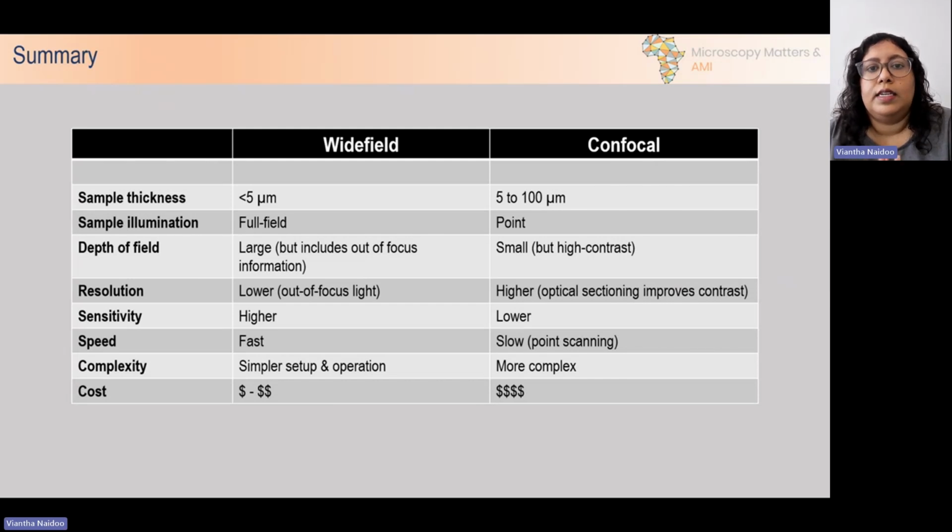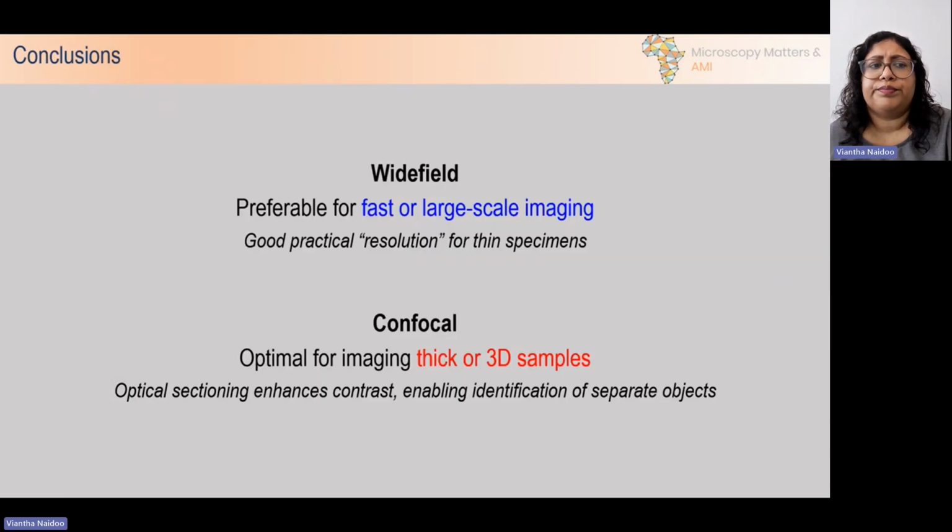And then the sensitivity is higher in a wide field microscope than a confocal. The speed is fast for wide fields and slow in a traditional confocal, which uses point scanning. The complexity is simpler in a wide field compared to a confocal, and the cost is much more affordable for a wide field versus a confocal.